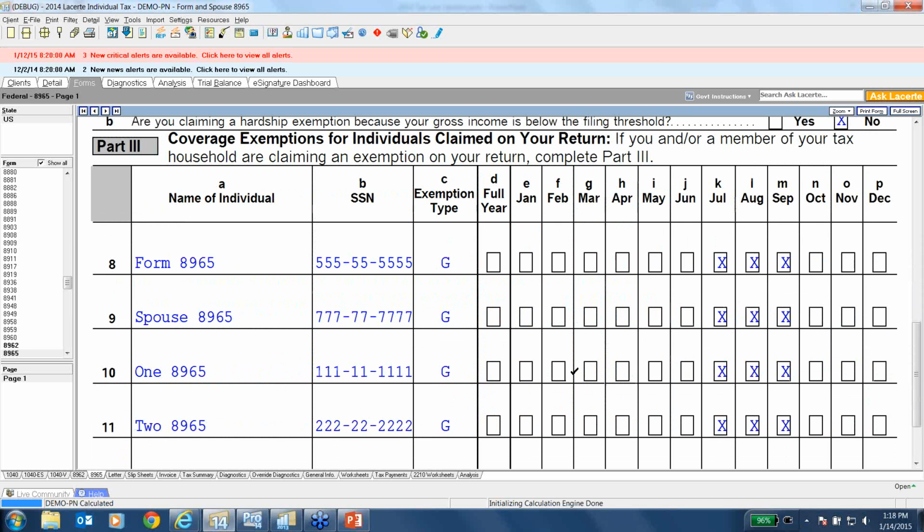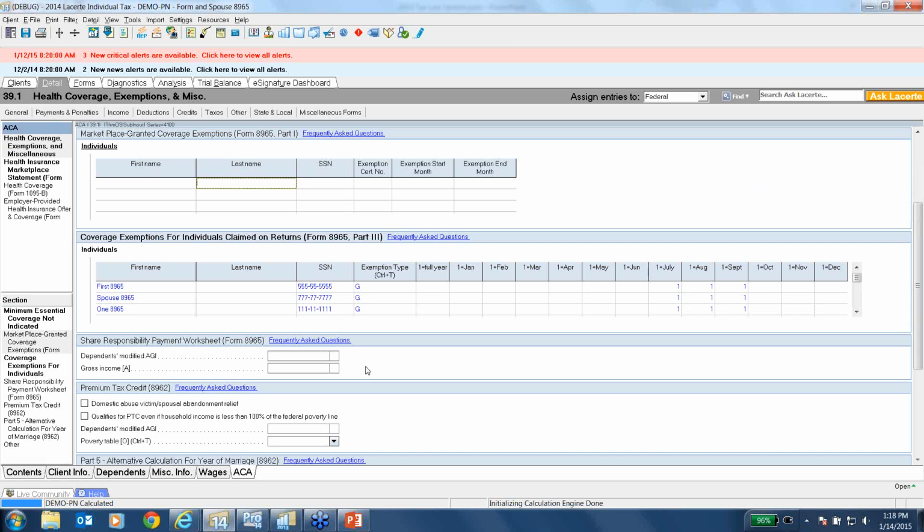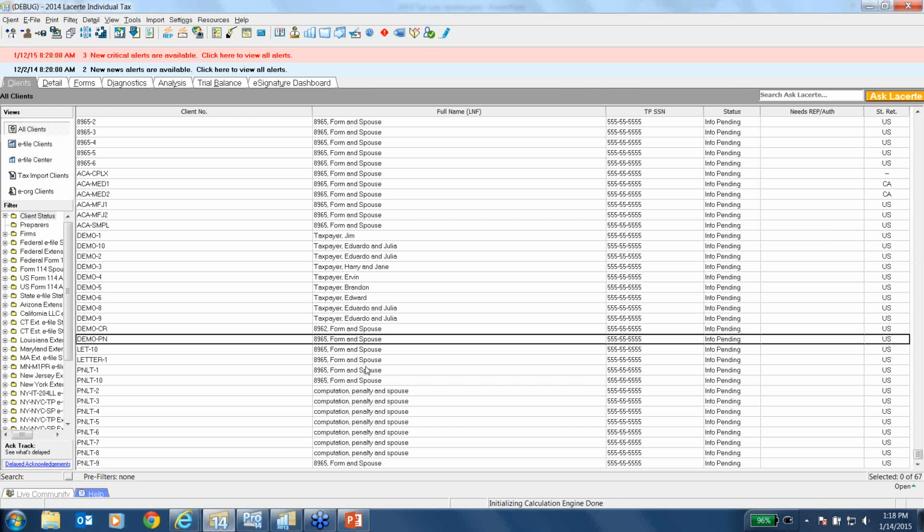Then we have part 3. These are the exemptions that we're physically claiming on the return. And remember, we said July, August, September, everyone in the household. So that's a good coverage of all the different functionality in LaCert.